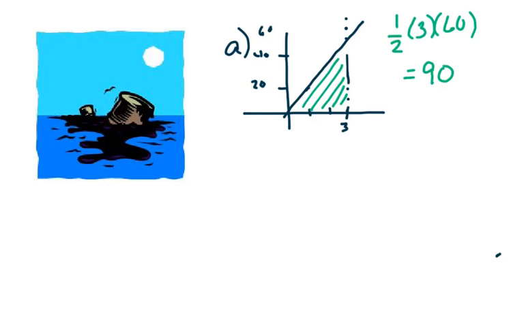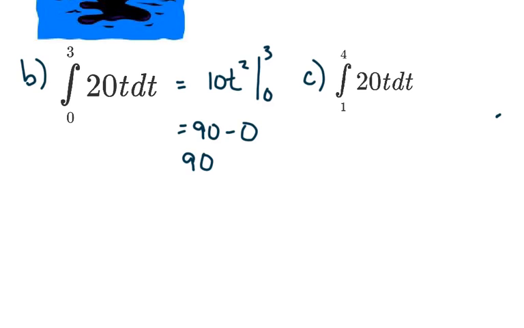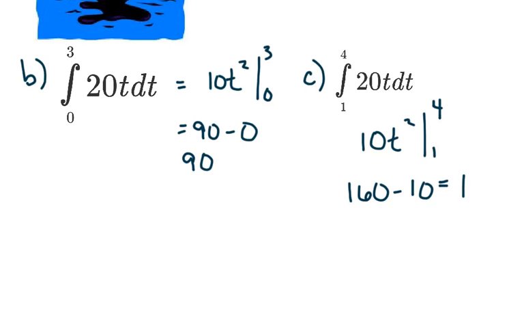If we evaluate this function from 0 to 3, we will get, let's see, that's 10t squared from 0 to 3. Plug in 3, we'll get 90. Plug in 0, we'll get 0, which again gives us 90. But what if we evaluate this particular function in a different 3-hour window? In a different 3-hour window, the integral of 20t dt will still be 10t squared, but this time going from 1 to 4, that would be 4 squared, which is 16, 160 minus 10, which this time is 150.